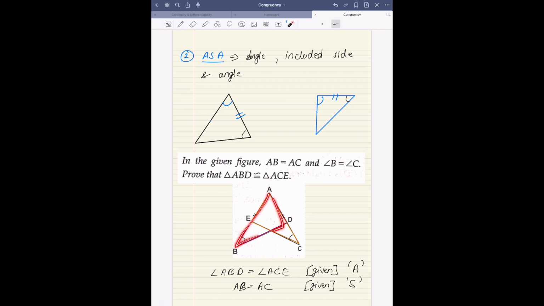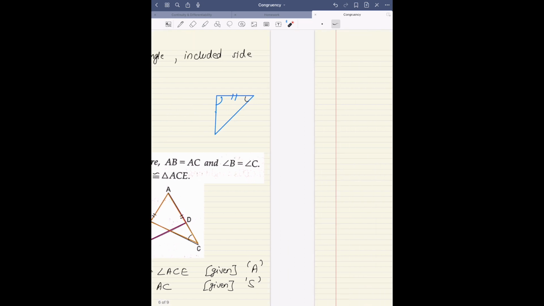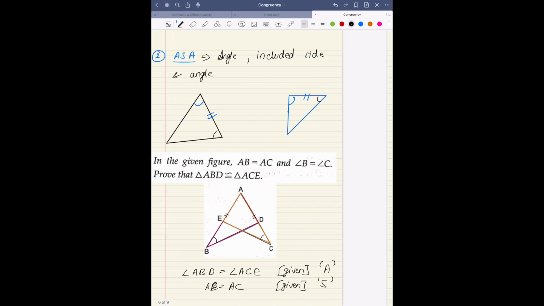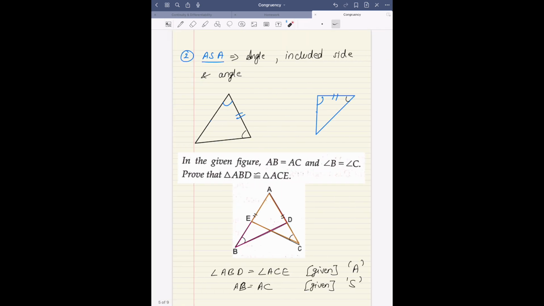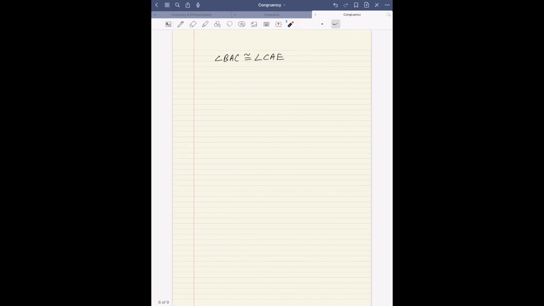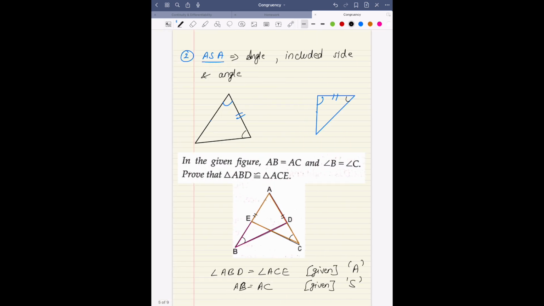Look at this triangle and this triangle. So angle A is common to them. You can write angle BAC. Try to use a three-letter notation, guys, much better. And CAE, right? So BAC, which is this angle, and CAE, which is this angle, they are equal. What do you write? Common. Okay, this is common. So hence by ASA, right?